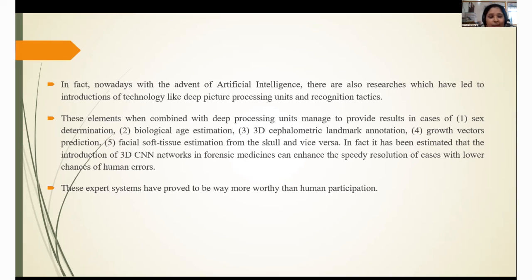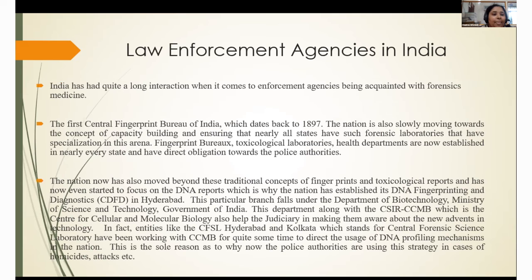In fact, it has been estimated that the introduction of various networks in forensic medicine can enhance the speedy resolution of cases. These expert systems have provided a way more worthy than human participation. Nonetheless, if we talk about human participation, it is always an integral part when it comes to investigation in any country.